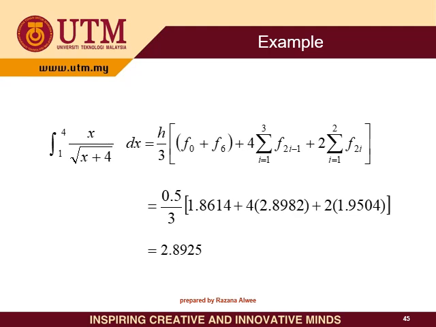Now, the next part is just putting into the equation. This is your a and b, the first and the last. This is your sum of the odd numbers, and this is the sum for the even numbers. Then you put the sums into the equation, and you will get your approximation.